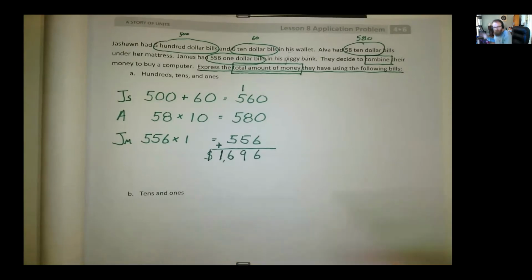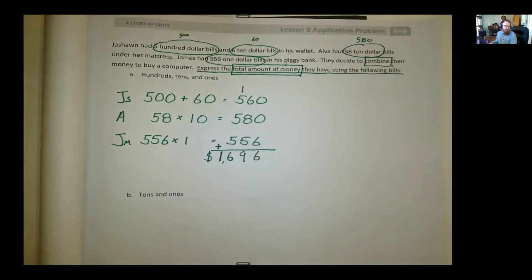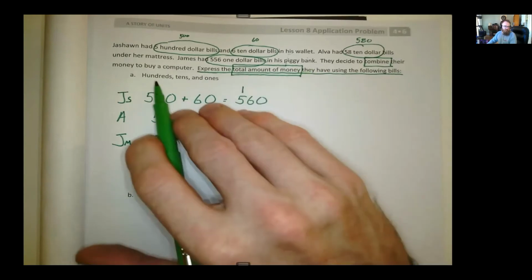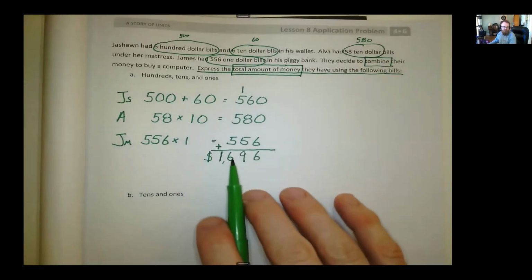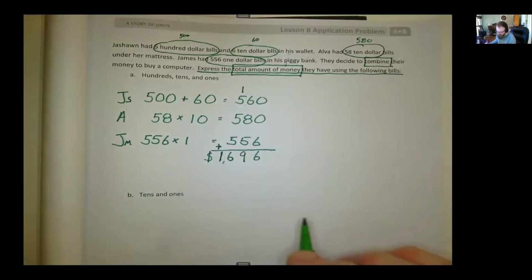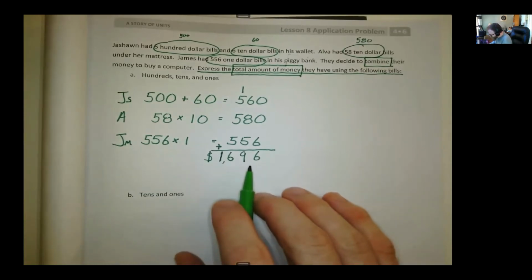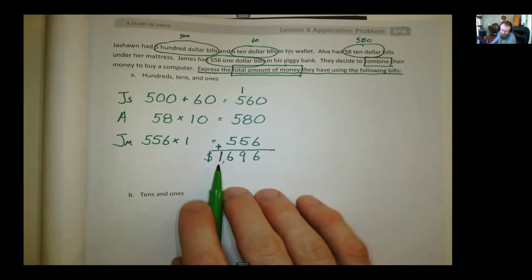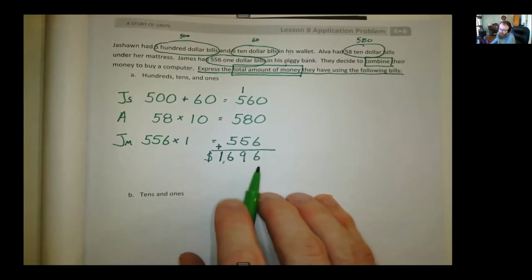So we're finished. We're done, right? Great. Let's move on. No, wrong. We still have a lot of work to do. We found the total amount, and now we can do what we've been asked to do, which is express this amount using the following bills. Part A, hundreds, tens, and ones. We have $1,696. If we separate this out into unit form, we would have in the thousands place, 1,000. In the hundreds place, 6 hundreds. 9 tens, and 6 ones.